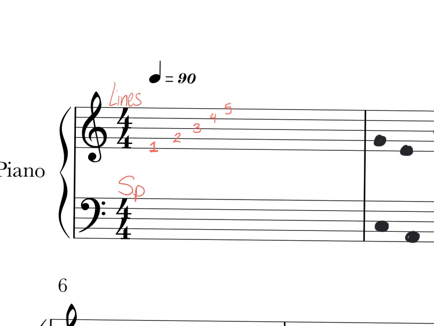We will also be talking about the spaces, which I will label down on this bottom staff. Once again, we're not really talking about treble or bass right now. This is just a 5-line staff. It does not matter what the notes are. We are just talking about numbering the lines and the spaces.